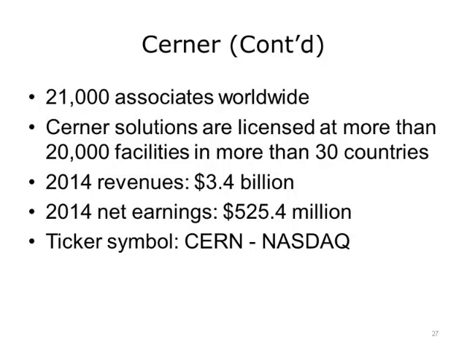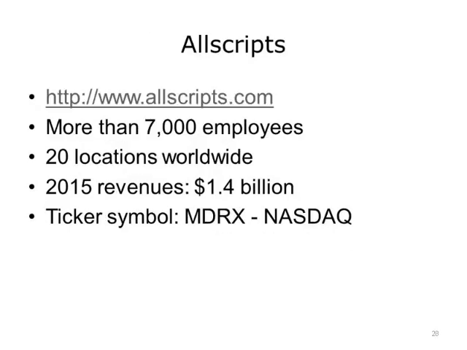Its 2014 revenues were $3.4 billion, with a net earning of $525.4 million. Cerner is traded on NASDAQ. Allscripts has more than 7,000 employees at 20 locations worldwide. Its 2015 revenues were $1.4 billion. Allscripts is traded on NASDAQ.